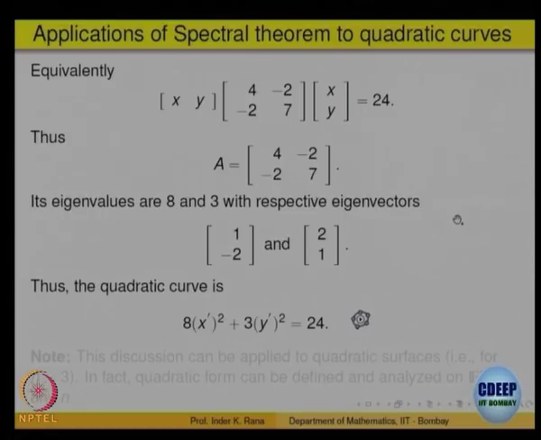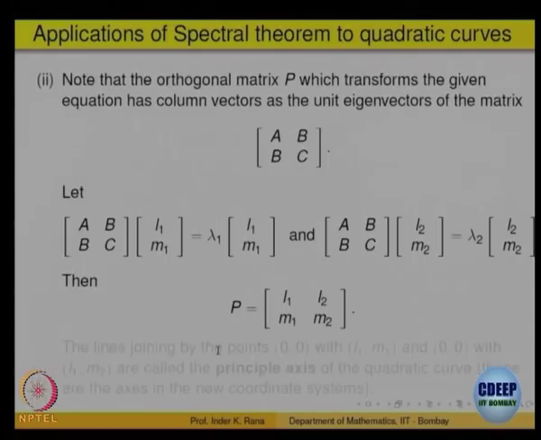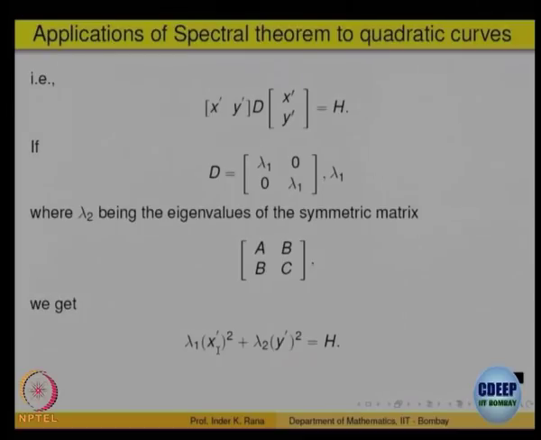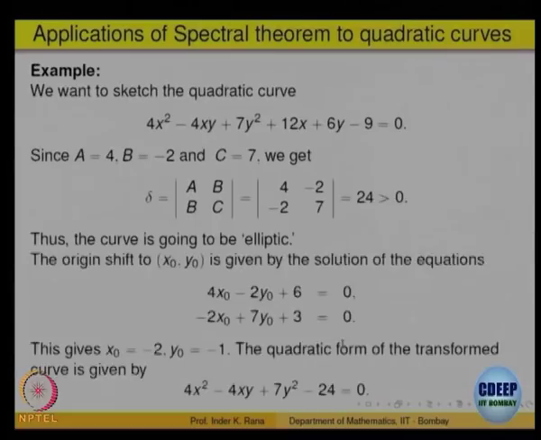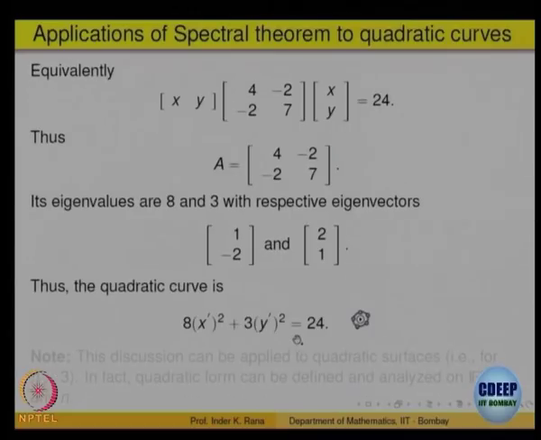Is it okay? I have just written it directly. This is the form: the transformed form will be lambda 1, the first eigenvalue, and lambda 2, the second eigenvalue, equal to h. Once you write that, your equation comes out with h being 24. So this is your new form. Let us try to visualize it. So what is this? This is an ellipse anyway. Clear, it is an ellipse.